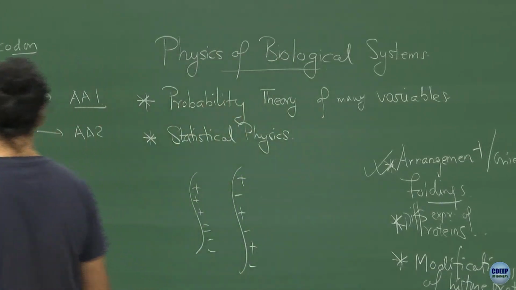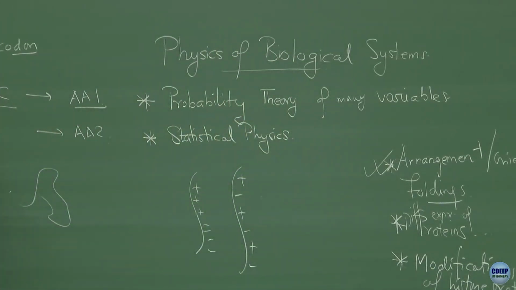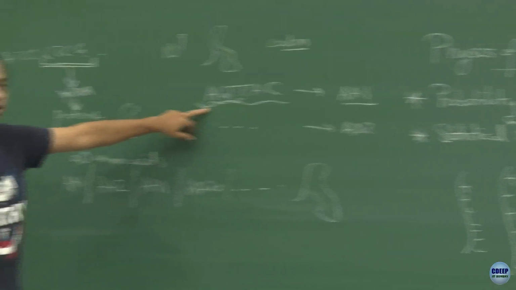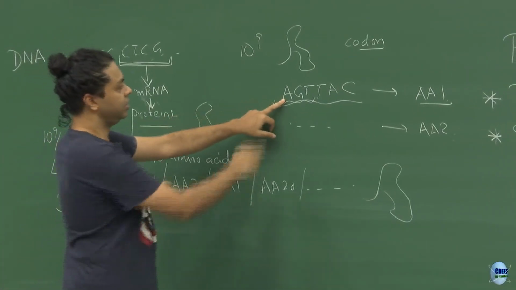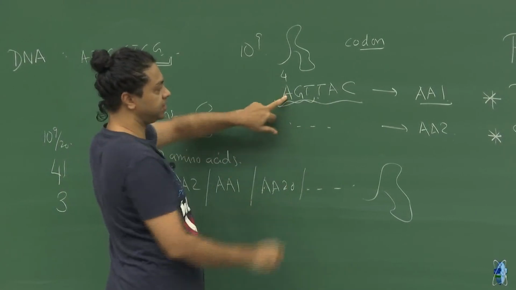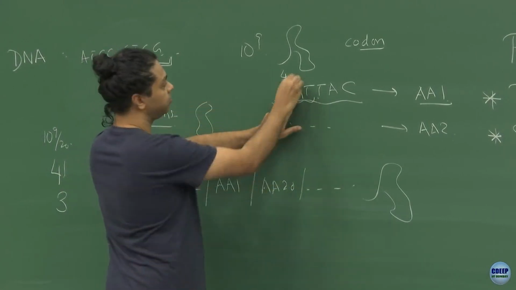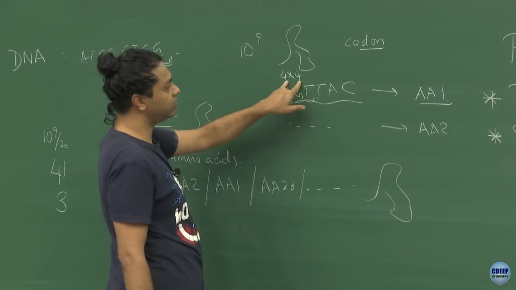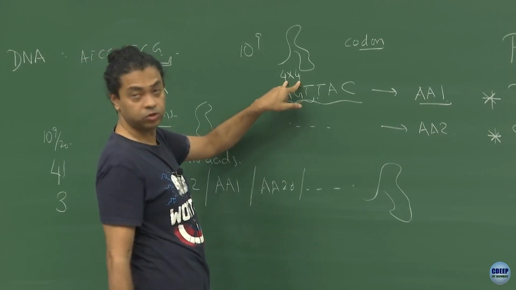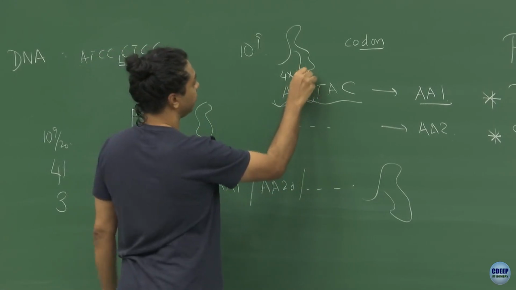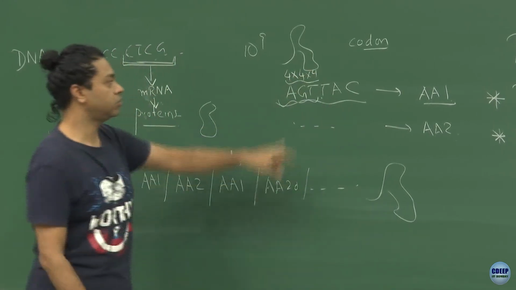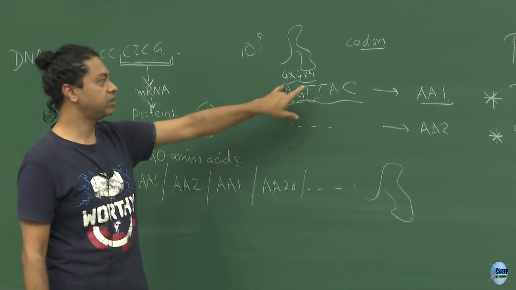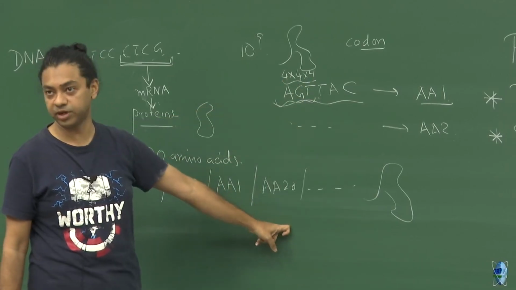So the minimum length of these codons that you need is 3, right? Because in the first position you can have 4 possibilities: A, T, C, and G. In the second position you can have another 4 possibilities. So if you had codons of length 2, you would have 16. You could code for 16 possible amino acids. If you have codons of length 3, then you could code for, in principle, 64 different amino acids.